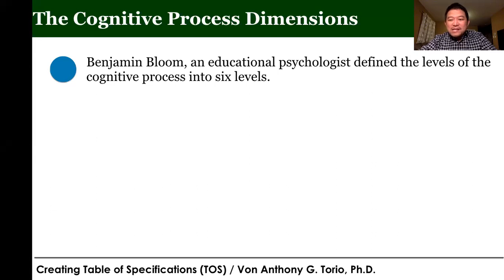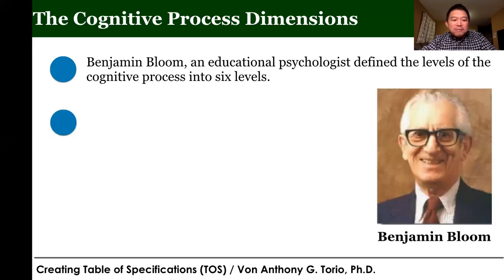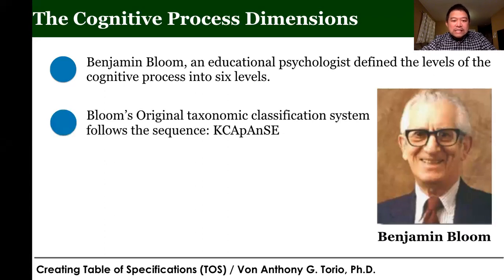Before I formally dive into discussing the idea of table of specifications, we'll first talk about the cognitive process dimensions, which basically is an important aspect of creating a table of specifications. Originally, the concept of the cognitive process dimension was explored in detail by an educational psychologist, Benjamin Bloom. Benjamin Bloom classified the taxonomy into six levels.